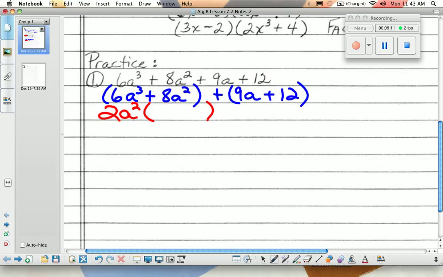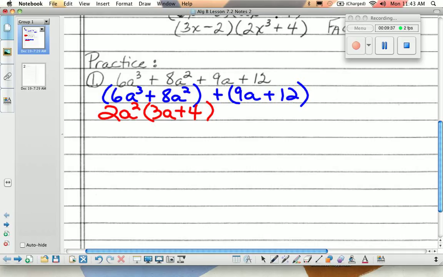Be 3a plus 4. Okay, so basically what we're going to do now is take 6a cubed and divide it by 2a squared. 6 divided by 2 is 3. A cubed divided by a squared is a. Plus 8 divided by 2 is 4. A squared divided by a squared cancel each other out. There are none, right?